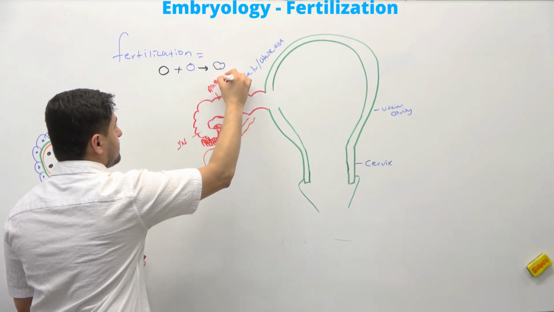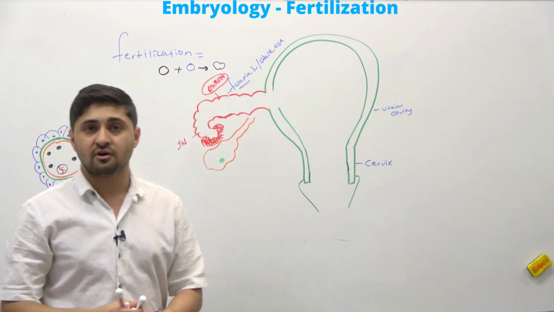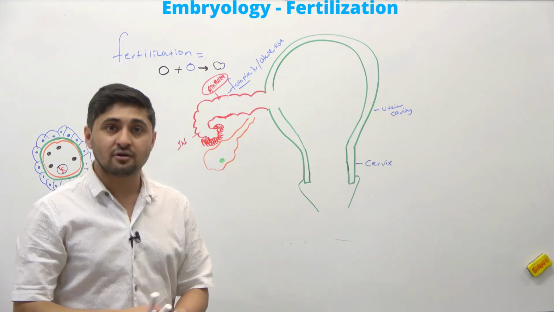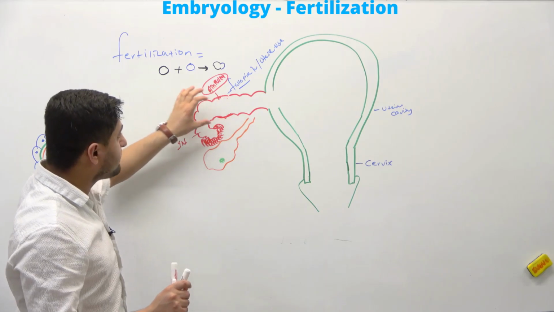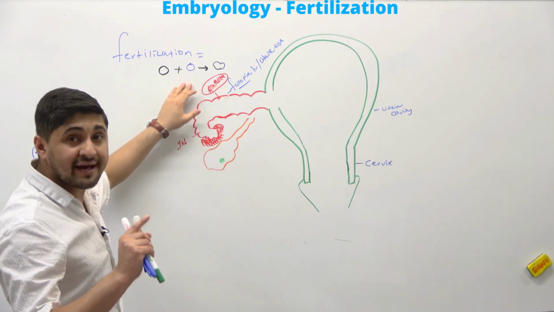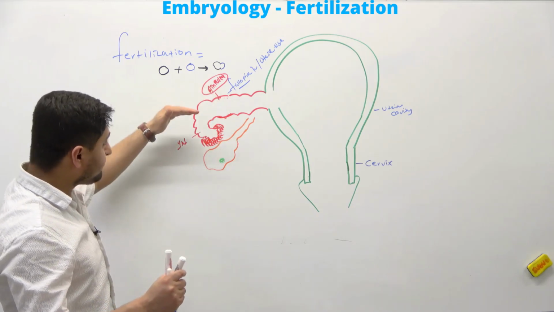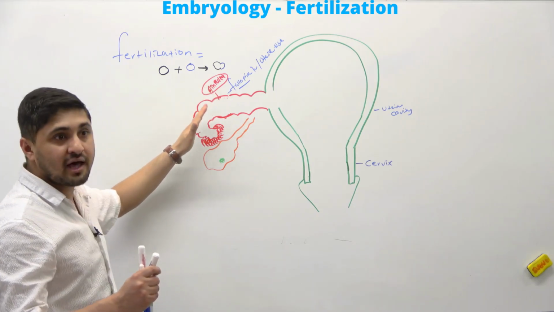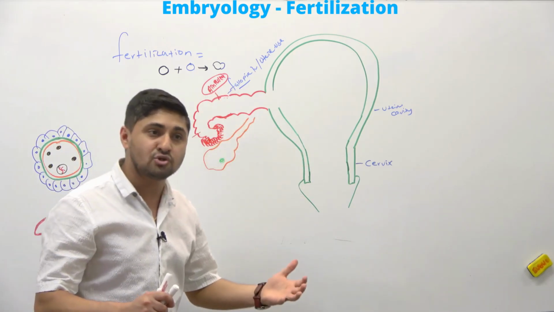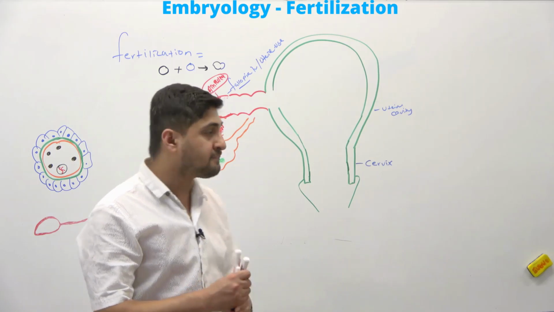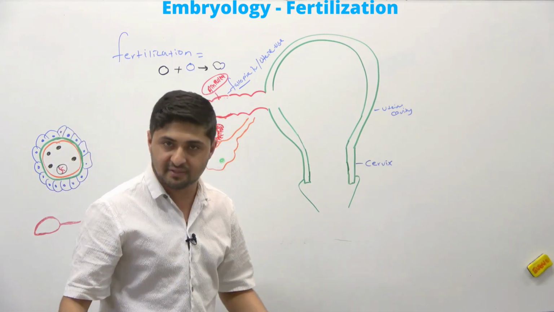And this is the one that you have to remember, the ampulla, because normally fertilization takes place at the ampulla region, a dilated region on the uterine tube. Sometimes they ask you where fertilization takes place, and that is the ampulla. If fertilization does not take place in the ampulla and takes place somewhere else, then usually that can lead to ectopic pregnancy.